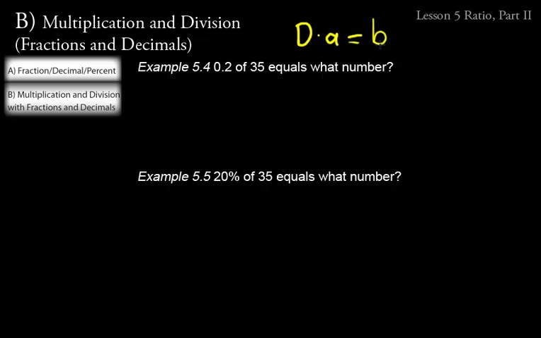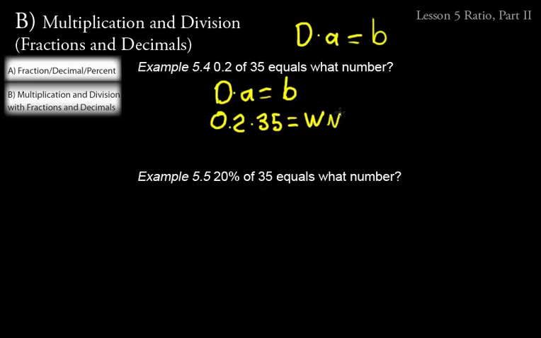So look at example 5.4. 0.2 of 35 equals what number? Here again we have D for decimal, we have a decimal instead of a fraction. D times A equals B. Well, 0.2 times 35 equals, I'll just say WN for what number. Writing a descriptive variable, it's called WN, which stands for what number.